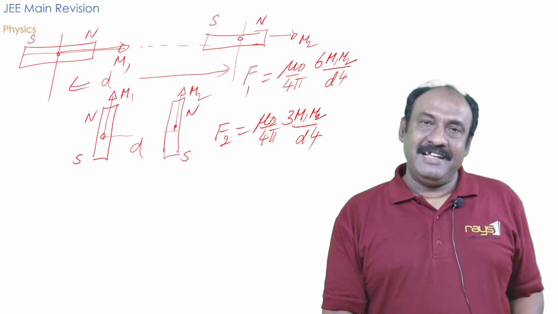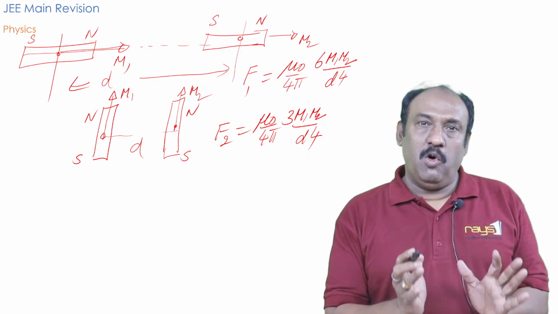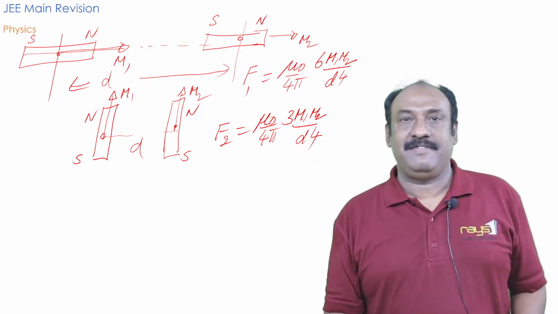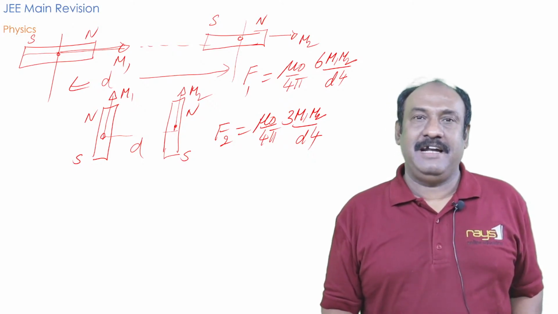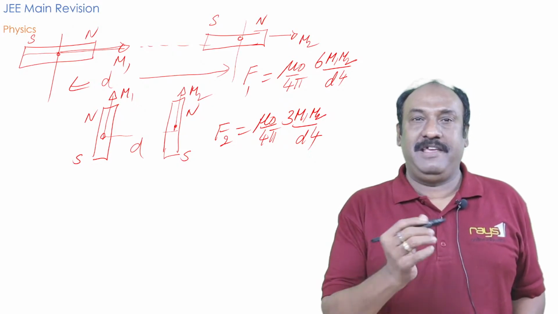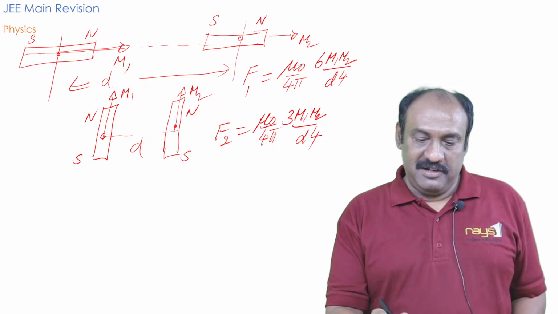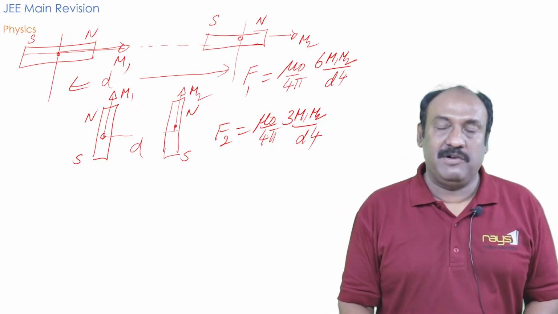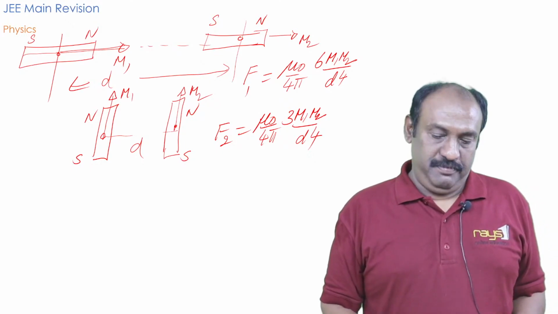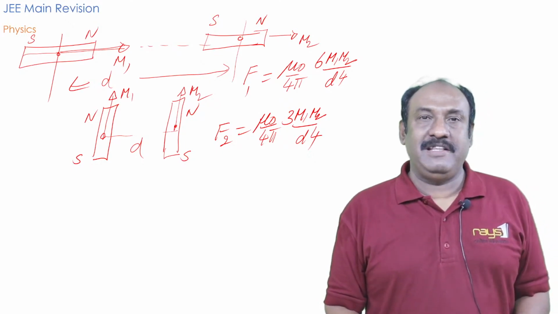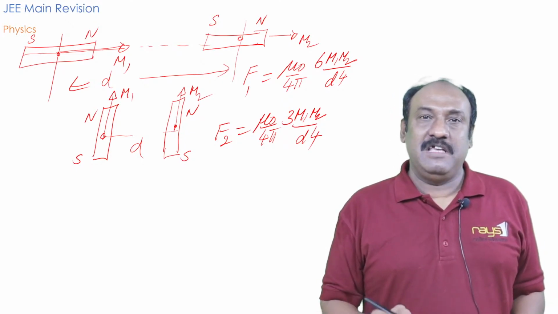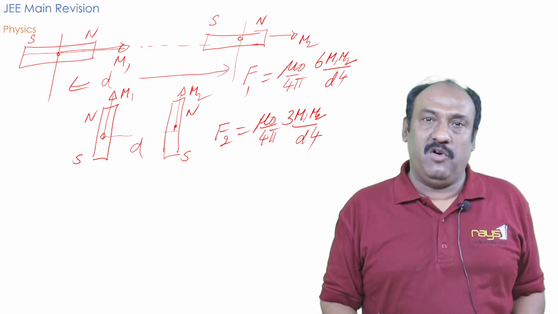So by considering the forces between all four poles of the two bar magnets in the proper direction at proper distances, after calculation of the net and effective force out of all these forces, we get this equation as F1 equal to mu naught by 4 pi into 6 m1 m2 by d to the power 4. So this is the force between the two bar magnets placed on the same axial line at a distance of separation d. F is inversely proportional to d power 4.